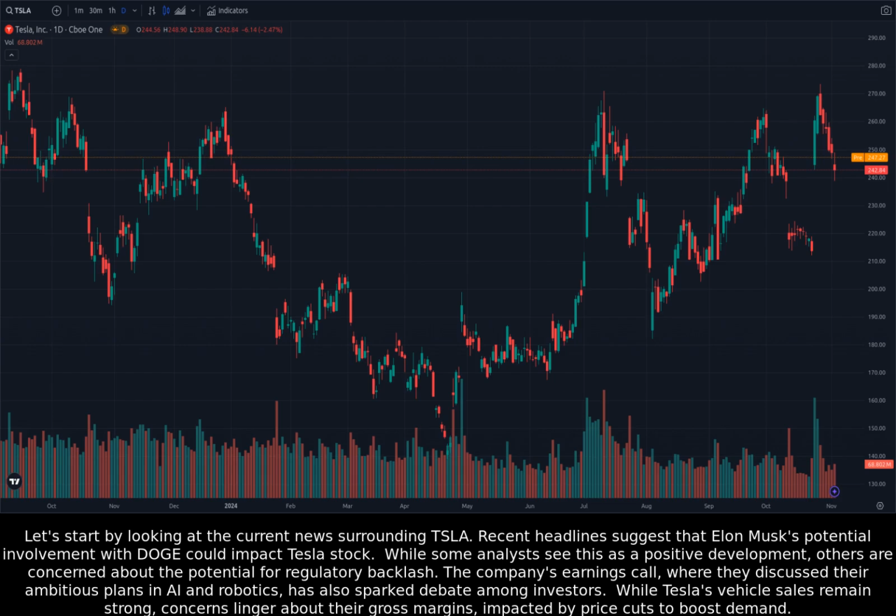Recent headlines suggest that Elon Musk's potential involvement with Doge could impact Tesla stock. While some analysts see this as a positive development, others are concerned about the potential for regulatory backlash. The company's earnings call, where they discuss their ambitious plans in AI and robotics, has also sparked debate among investors. While Tesla's vehicle sales remain strong, concerns linger about their gross margins, impacted by price cuts to boost demand.